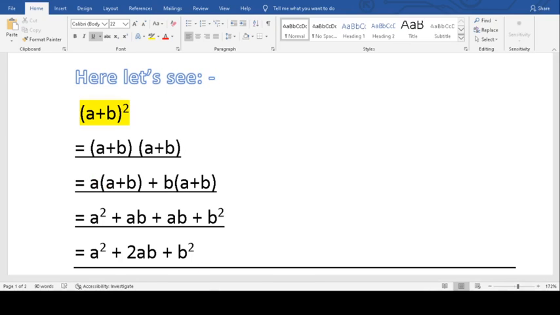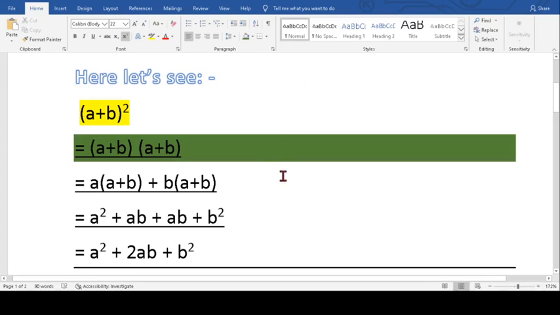Now we will multiply the terms (a plus b) with (a plus b). So we take a and multiply with (a plus b), again plus b multiplied with (a plus b). In the same way it is in multiplication form. So by multiplying, we will get a into a, a square.